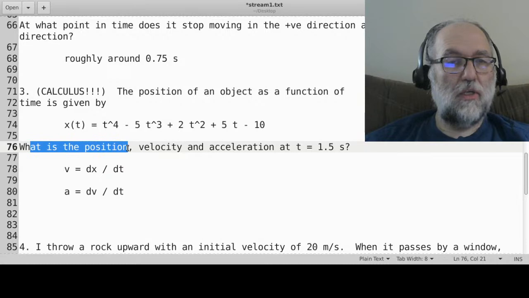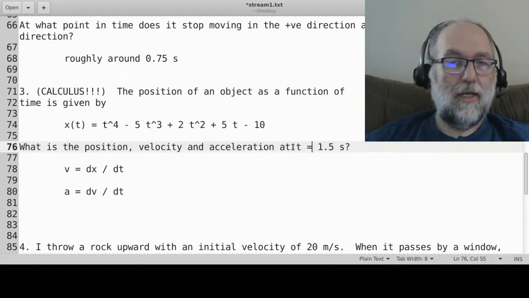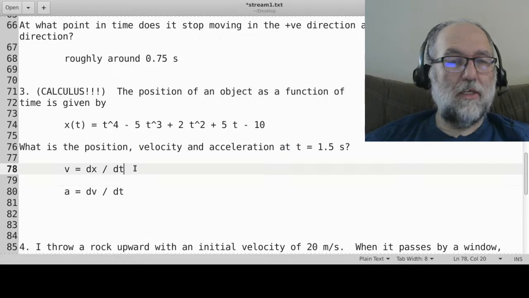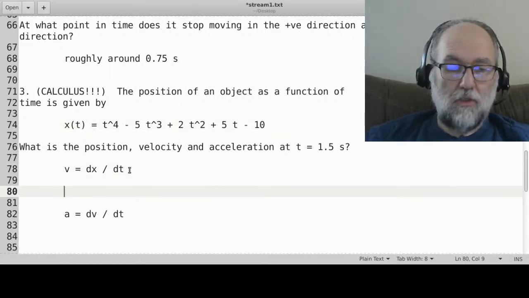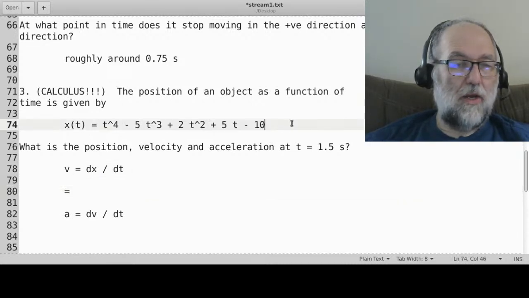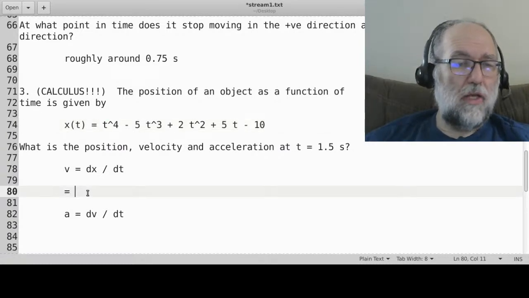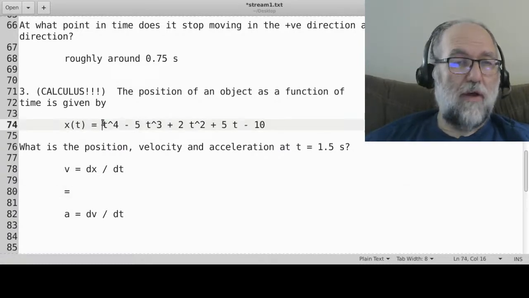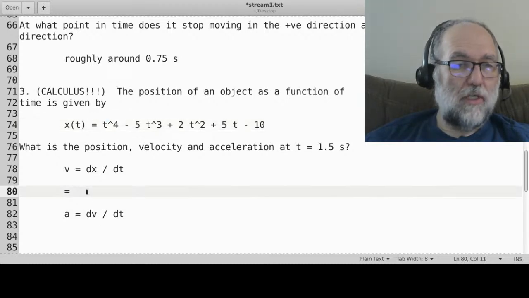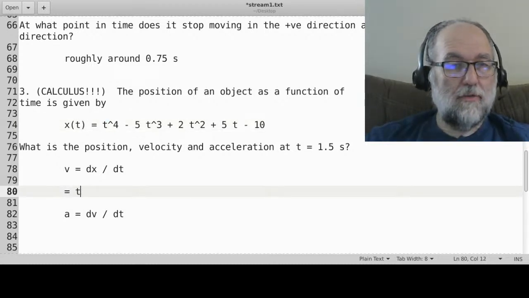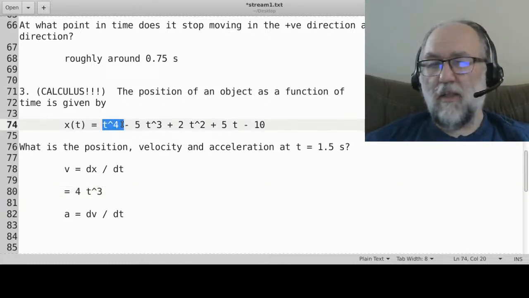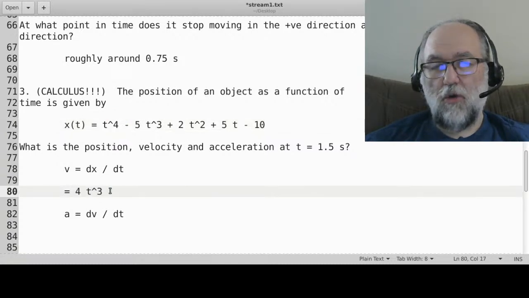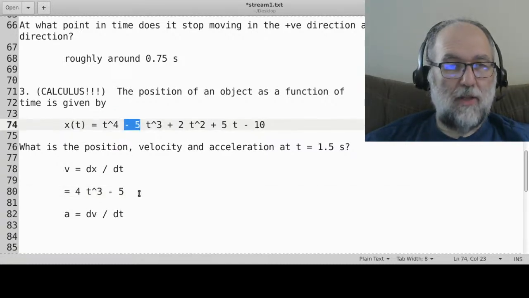And I ask, what is the position, the velocity, and the acceleration at these times? Well, the first thing to do is, we have already the position at all times. Let's get the velocity at all times. So you want to differentiate this formula here, and you just go term by term. The derivative of t to the fourth power is 4t to the third power, and then we have minus 5 there, like that.